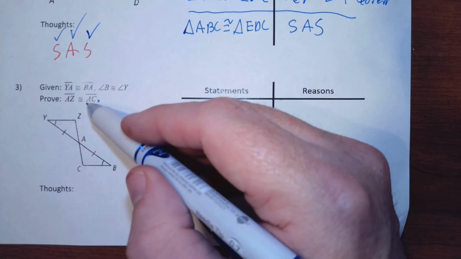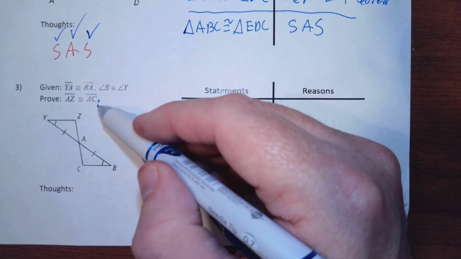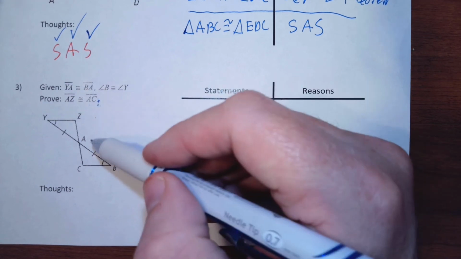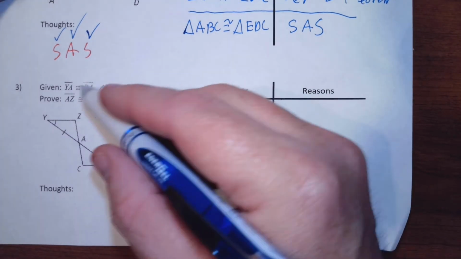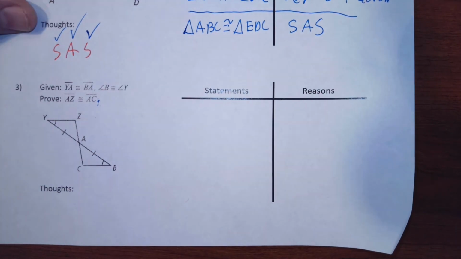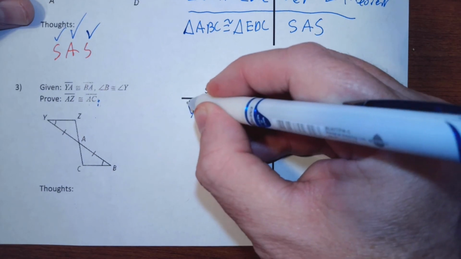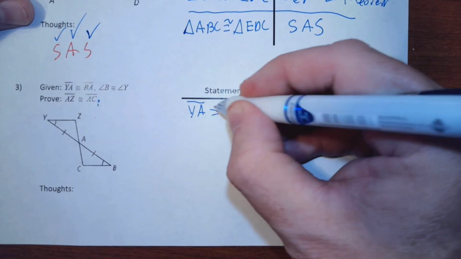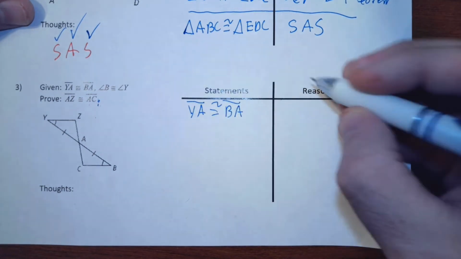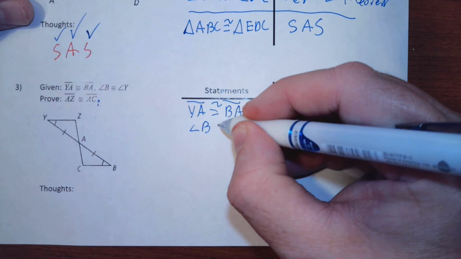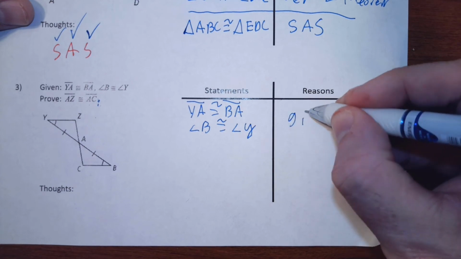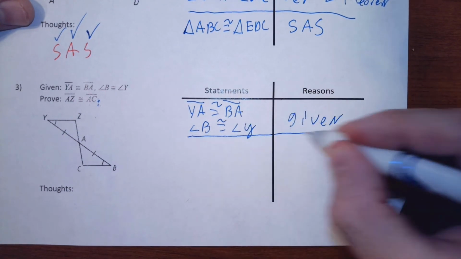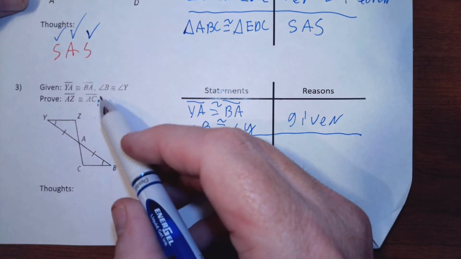Okay, again, I read it this time. I'm proving two sides are going to be congruent. So again, we're going to start by proving the triangle is congruent and then finish with CPCTC. They marked it for me, but I'm going to trace over it just to make sure we're doing things right. So we got YA is congruent to BA, and angle B is congruent to angle Y. Just go ahead and get that taken care of so we can get some points on the test, because this is an easy step.